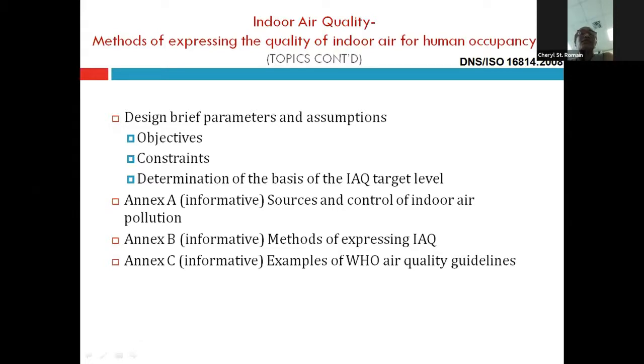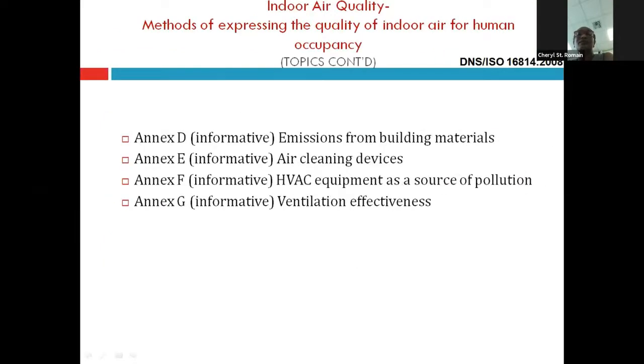Design brief parameters and assumptions. It looks at the objectives, which is important, the constraints, determination of the basis of the indoor air quality target level. And the informative annexes look at the sources and control of indoor air pollution, methods of expressing indoor air quality, and examples of WHO air quality guidelines. Continued informative annexes look at emissions from building materials, and I mentioned that earlier, air cleaning devices, HVAC equipment as a source of pollution, and also ventilation effectiveness.